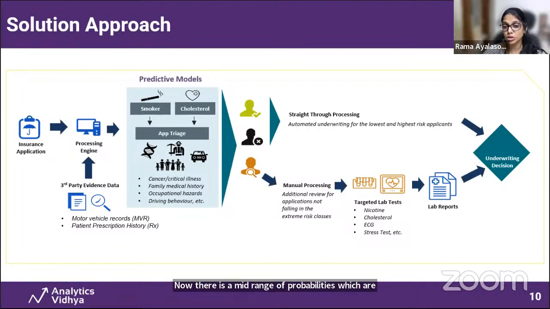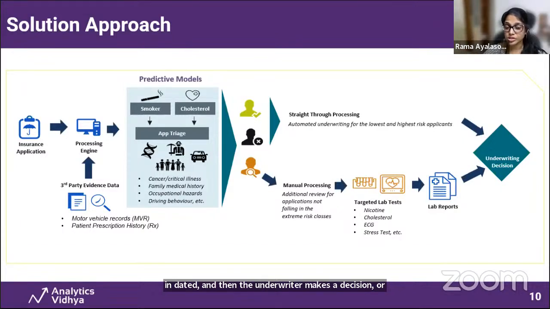So these go through the manual processing, which goes through an additional review of the applications, and then they pass through the typical pipeline where they go through targeted lab tests, where the lab reports are generated, and then the underwriter makes a decision of whether to accept or reject this application.